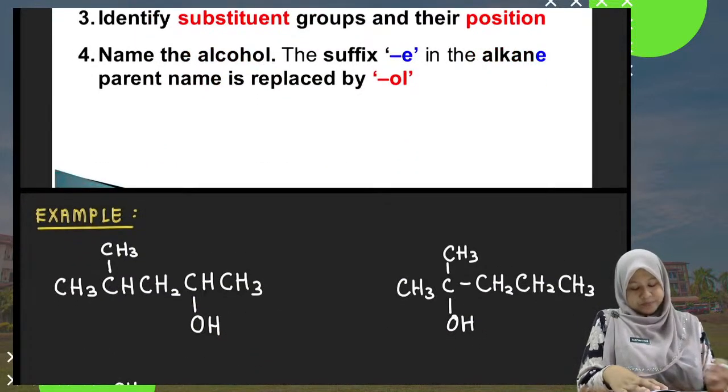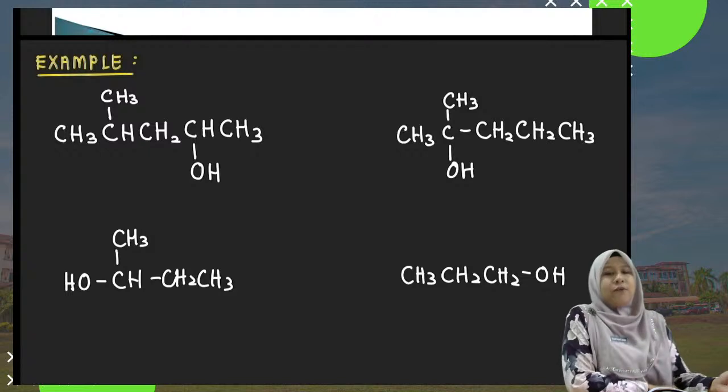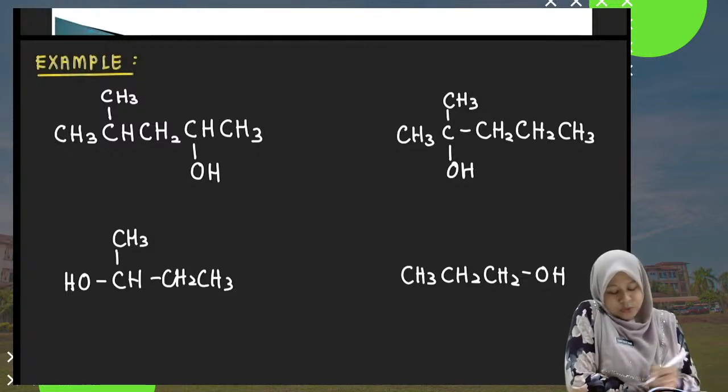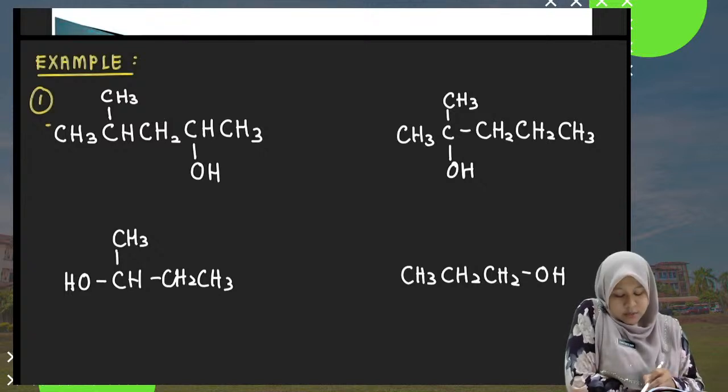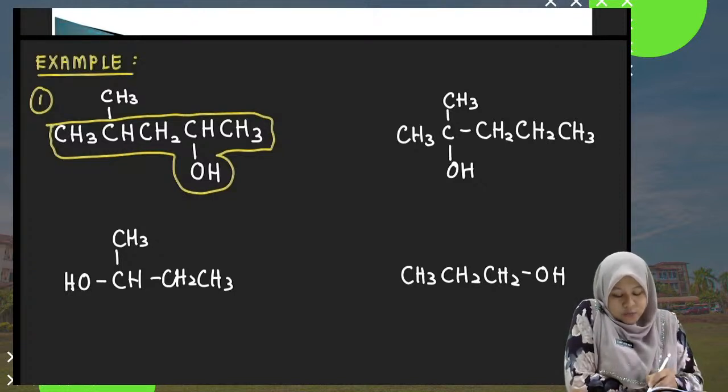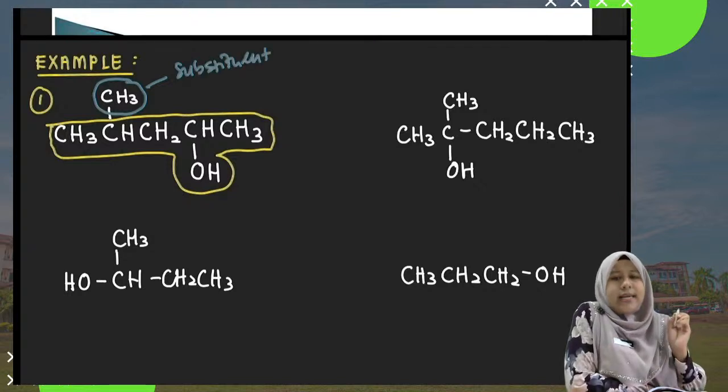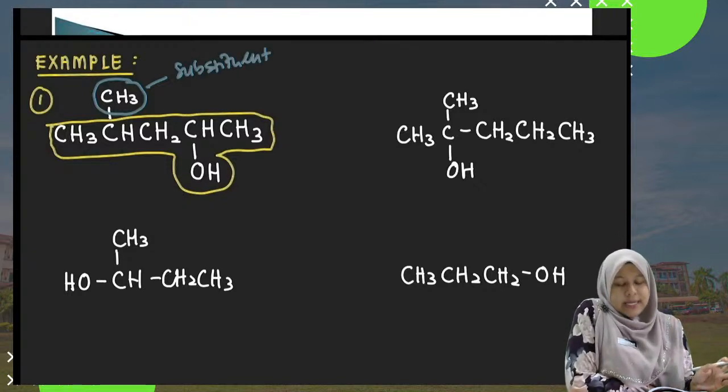We go for examples. Here we have 4 examples, and we try the first one. The first rule is to find the longest carbon chain that contains the OH group. So here is the longest carbon chain containing the OH group, I circle it here. Then we have one substituent, other than the parent, which we call the substituent. Then we locate the number of the substituent, which must be the lowest possible number. But you have to remember, the OH group also must be the lowest, because the priority is for the OH group.